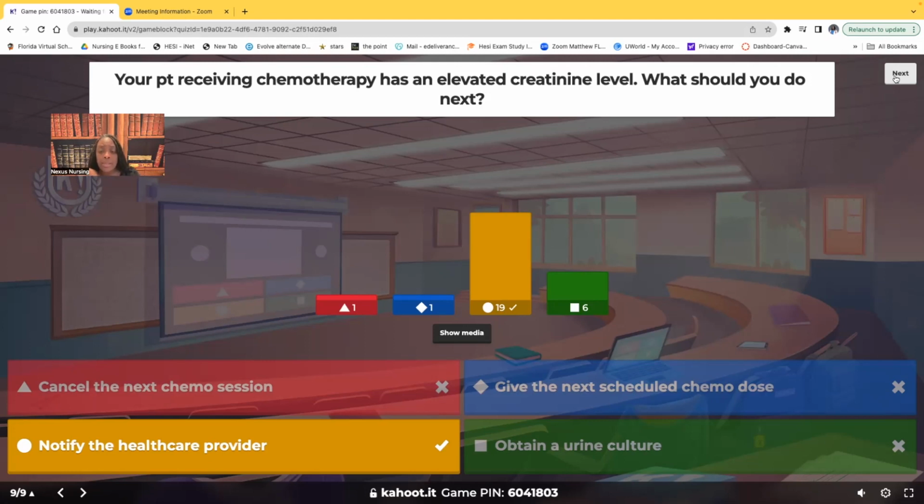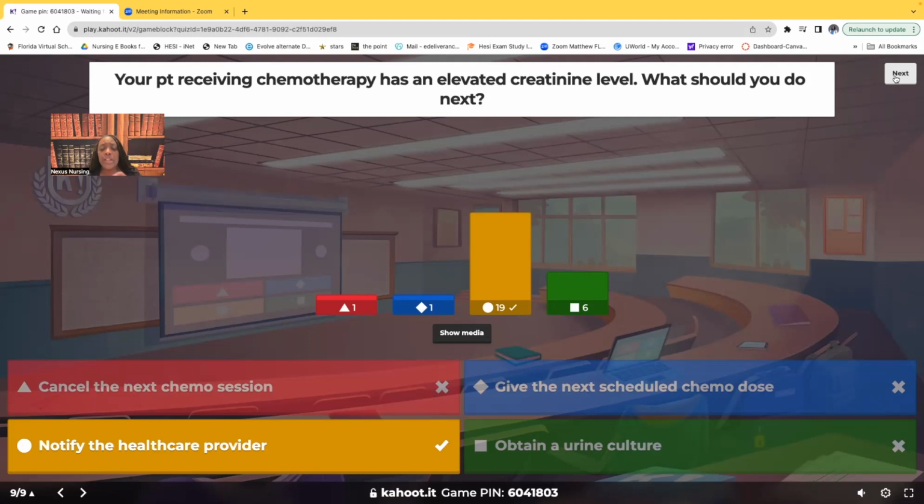Next, give the next scheduled chemo dose. You're letting the test writer know that you don't realize something's wrong. You just turned into the opposite, because you're trying to kill your patient. You just turned into an attempted murderer, okay? And in nursing, we don't kill, we heal, right? So we're not going to do that.